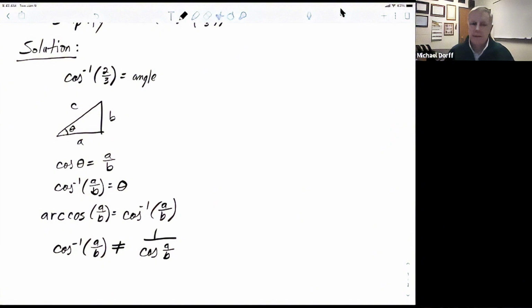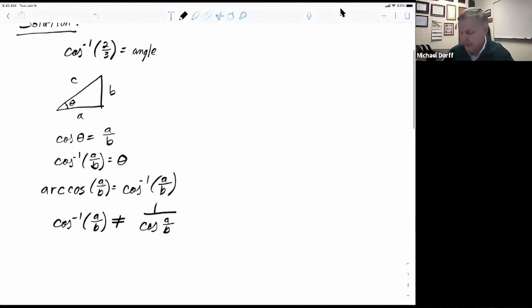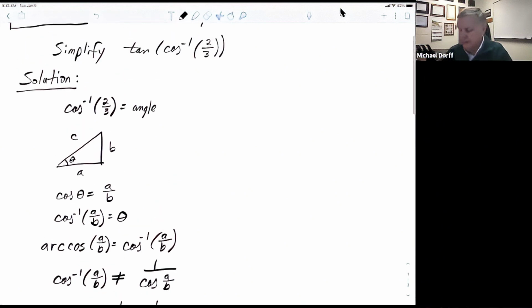The exponent there means it's the inverse cosine function, or the arc cosine function. If I want to do 1 over cosine of A over B, then I would do cosine of A over B with the square brackets around everything like this, and then put everything to the -1 power. That would be the equivalent there. So don't make those mistakes.